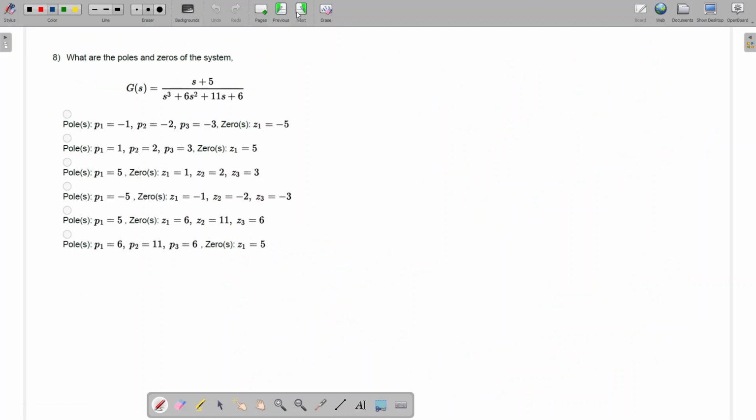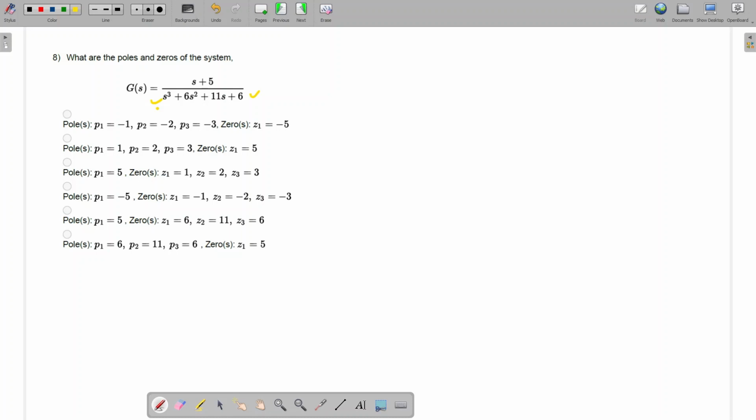Here in this system, we have to find the poles and zeros. This below one is a cubic equation. We cannot calculate this directly without a calculator, so we can put in some values. If some value gives 0, then that will be a solution of this equation.